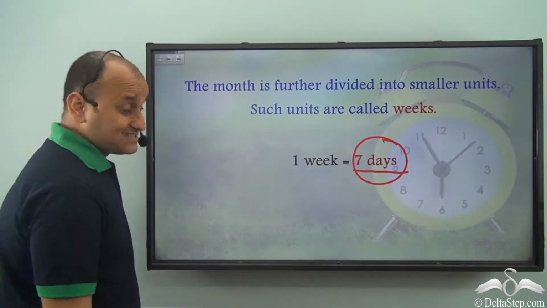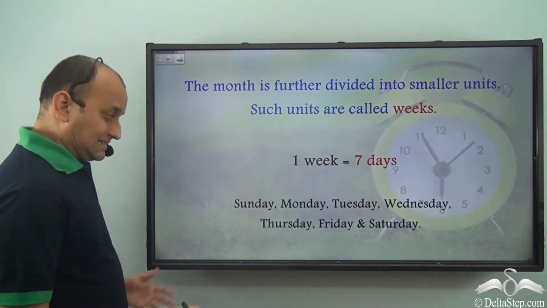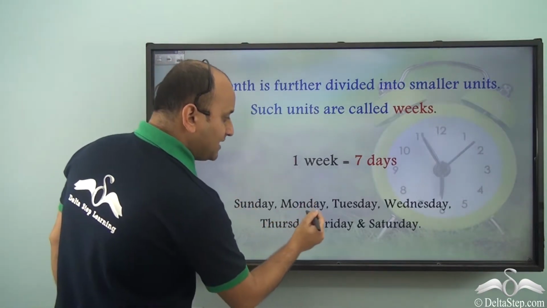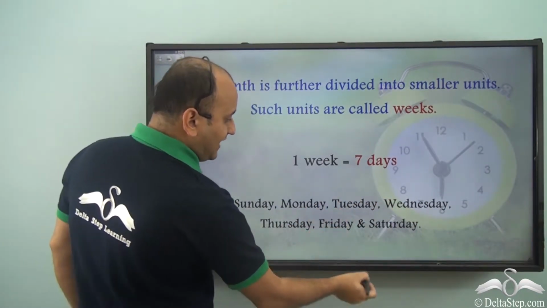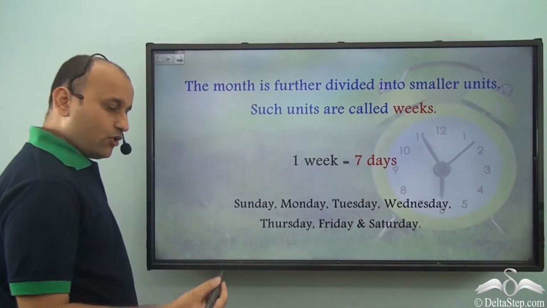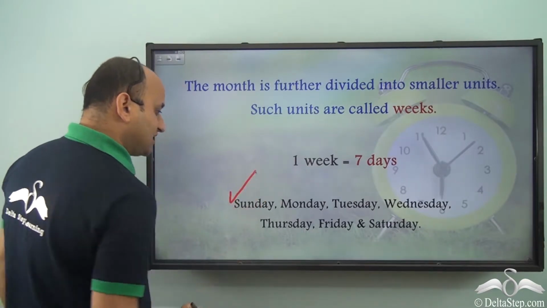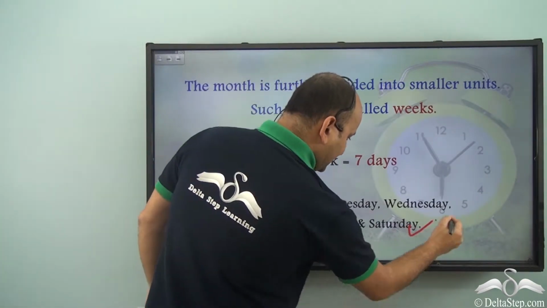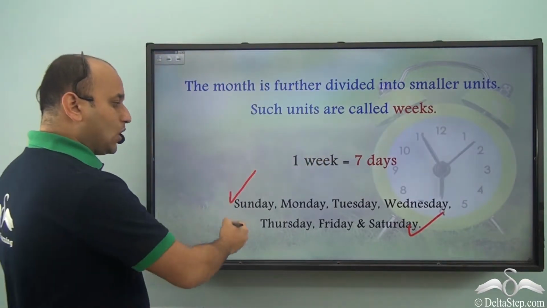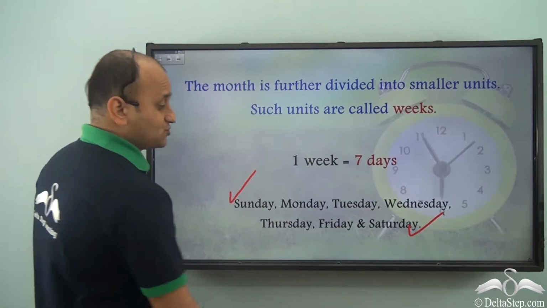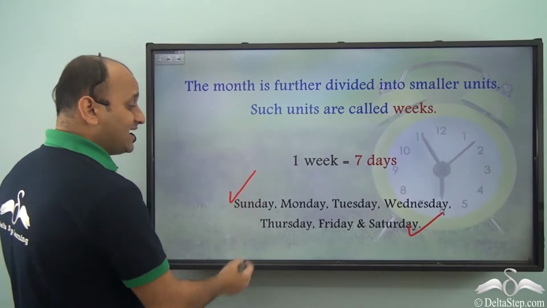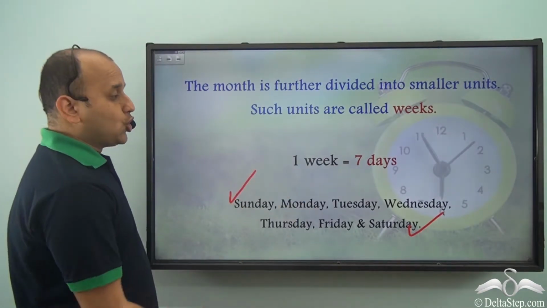And what are these days? Well, they are Sunday, Monday, Tuesday, Wednesday, Thursday, Friday, and Saturday. So a week will start from Sunday and end on Saturday. And all these together make up 1 week. So after Saturday, it's Sunday again, and this circle goes on.